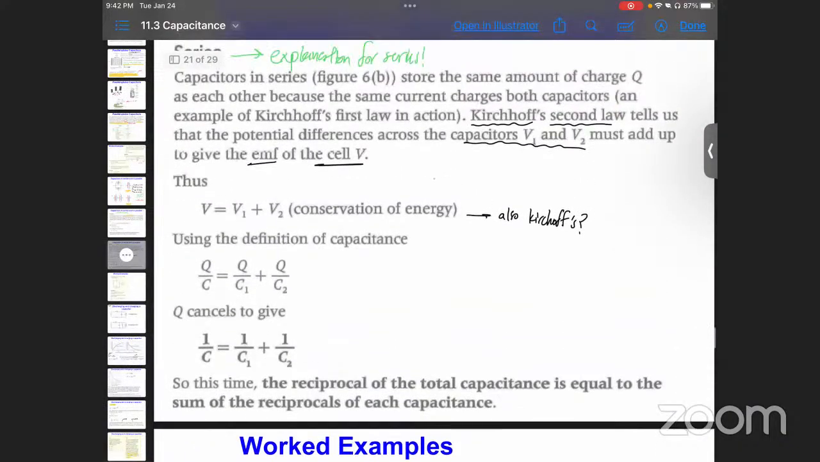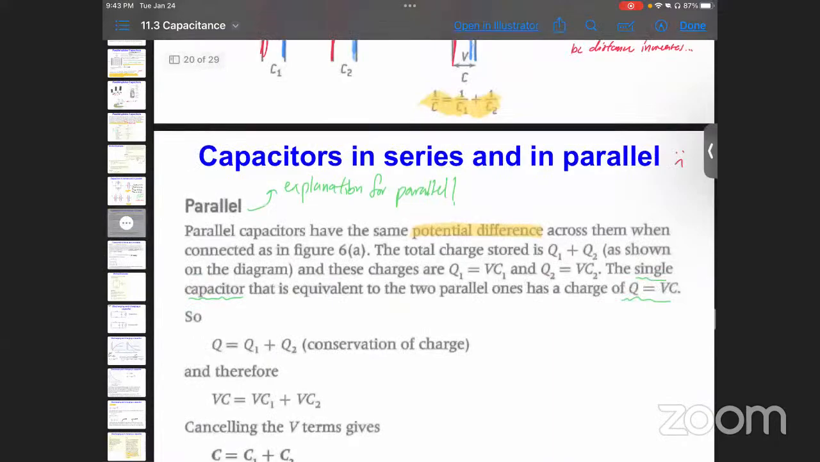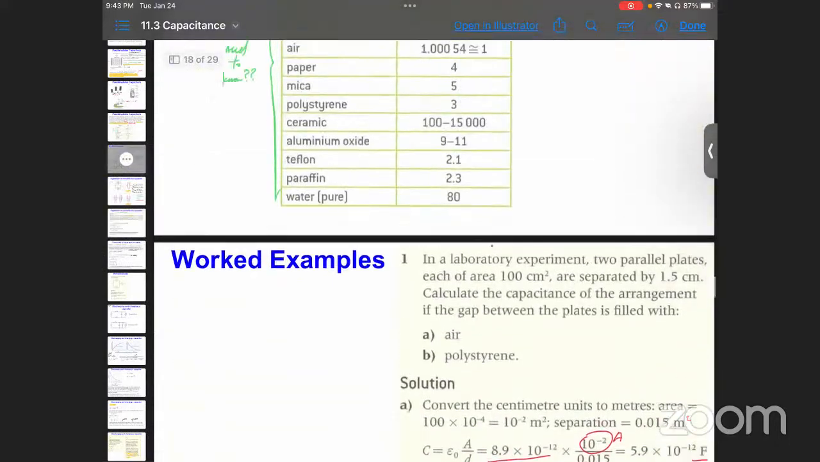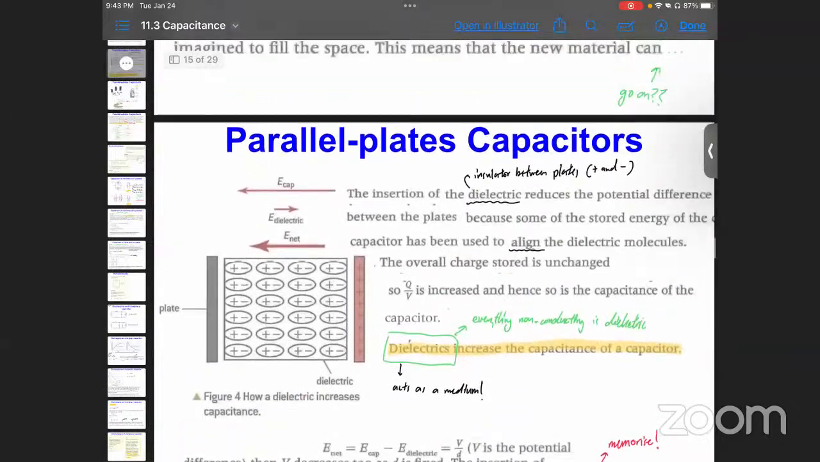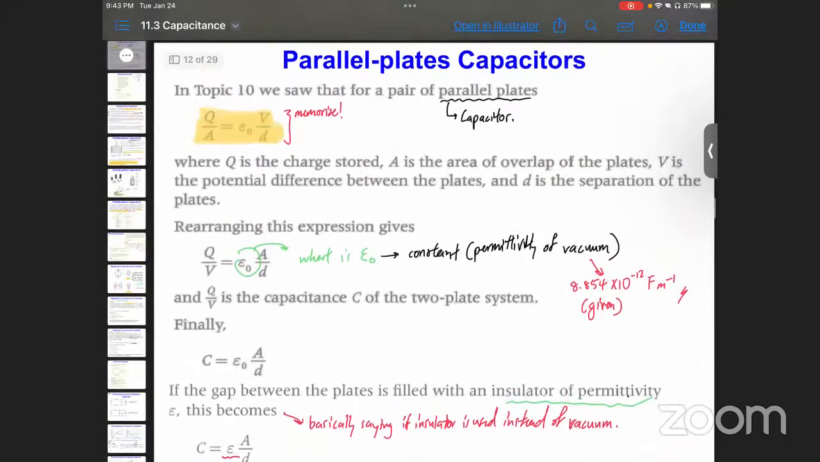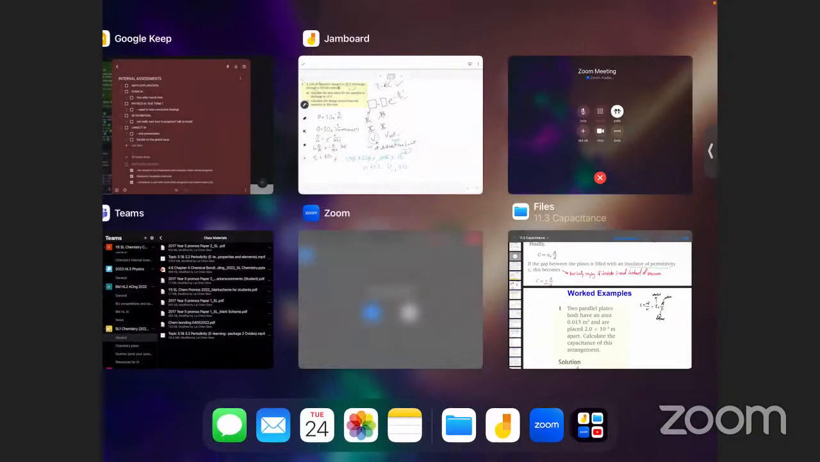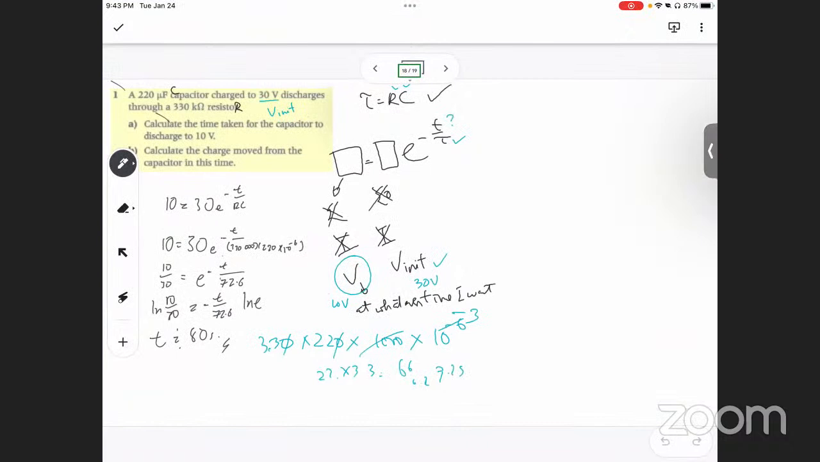Charge is Q, right? C is Q over V. Q over V equals C. Therefore, Q is C times V. We already have C, right?